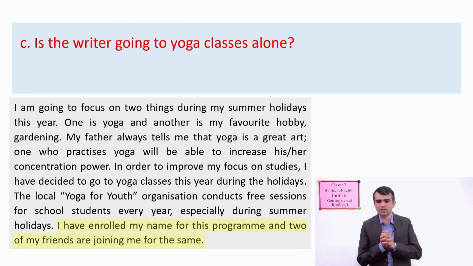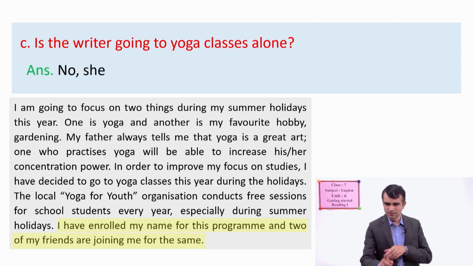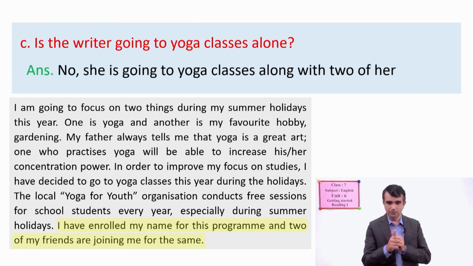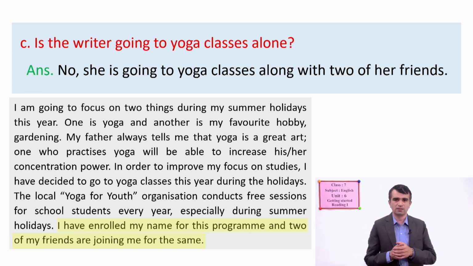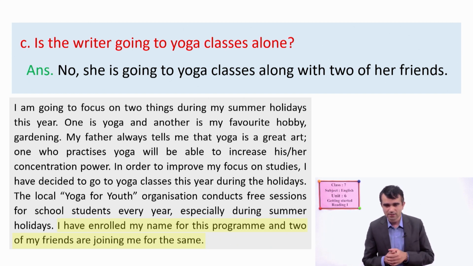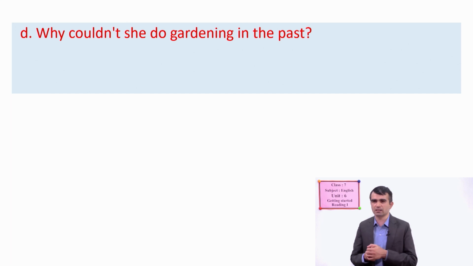2 of my friends are also joining means altogether how many of them are going? 3 of them are going. So is she going alone? No. So what do we write? She is going to yoga classes along with 2 of her friends. All right? Good. Now next question is, why couldn't she do gardening in the past?